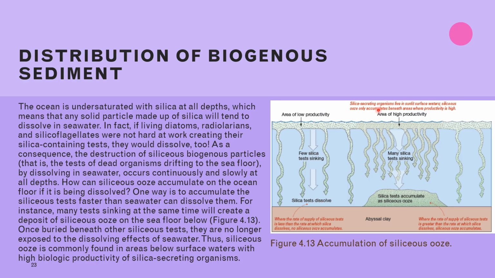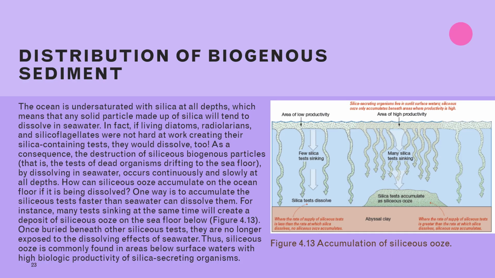Whereas in the area of high productivity, silica-secreting organisms live in sunlit surface waters. Siliceous ooze only accumulates beneath those areas where productivity is high. So we have many silica tests sinking here, and the silica tests accumulate above the abyssal clay. Here the rate of supply of siliceous tests is greater than the rate at which silica dissolves. Hence siliceous ooze accumulates.